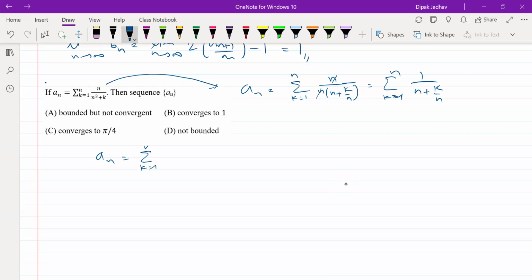The sum from k equals 1 to n of n by n square plus k. For k equal to 1, it is n by n square plus 1, then n by n square plus 2, n by n square plus 3, and so on, up to n by n square plus n. This is how it looks.